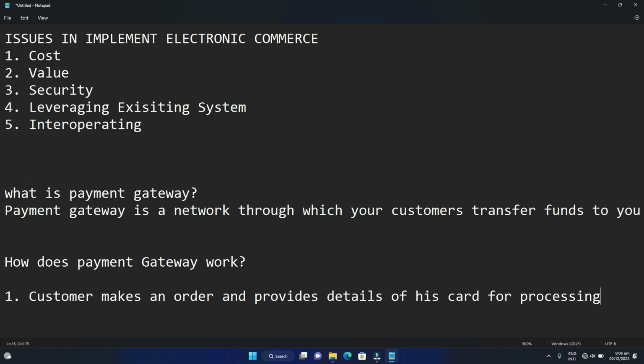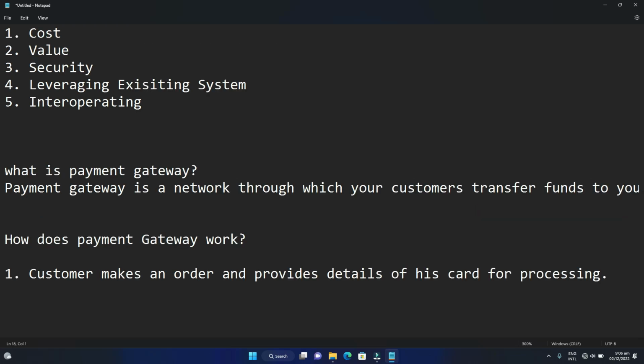Now what's the second step? So this is the first step. I'm trying to simplify everything so that we don't forget certain things. After you provide the details of your card, the next thing that has to happen is the information you have provided has to be sent to the payments processor. It's a network. I told you that the payments gateway is a network. So in a network, you definitely have a processing unit. The payment information you've provided has to be sent to the processor.